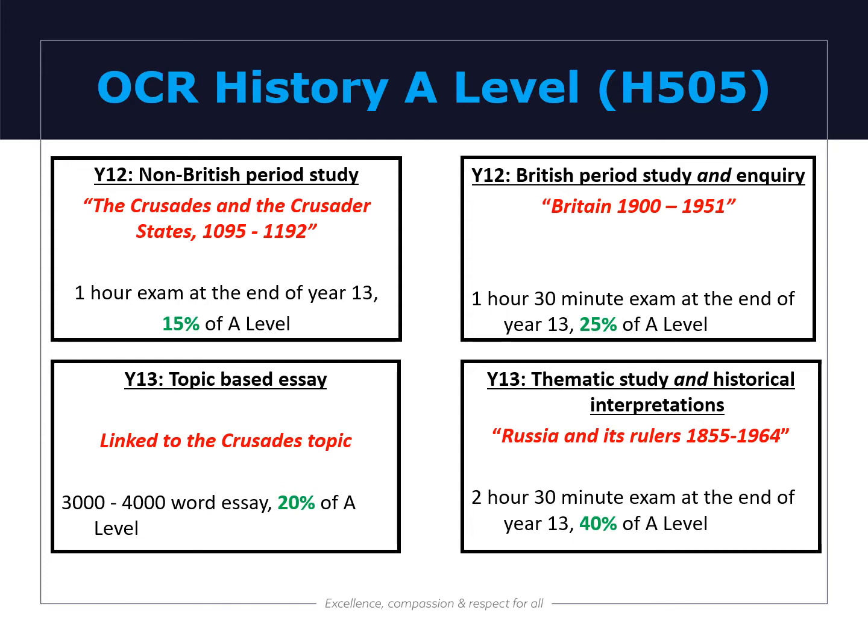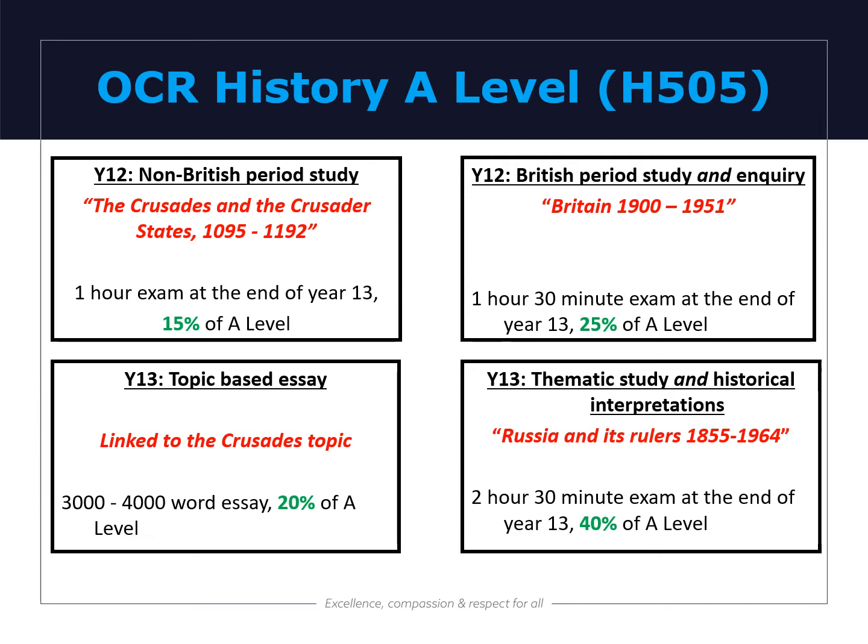And then the other Year 13 unit is the thematic study and historical interpretations. The one that we do here at the school is Russia and its rulers, 1855 to 1964. So it looks at a long period of Russian history, and one that's very, very turbulent, particularly in comparing and contrasting the rule of the Tsars in 19th century and early 20th century Russia with that of the communists after 1917.